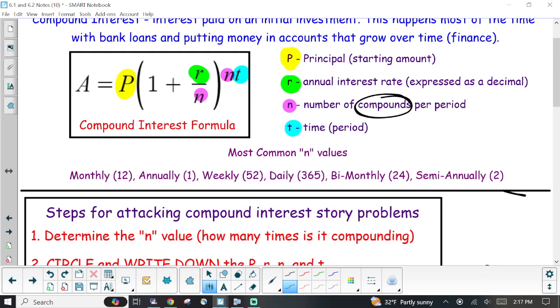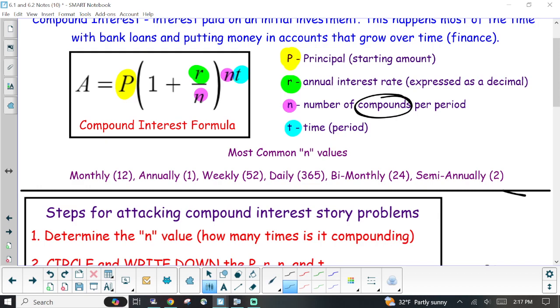If it says it compounds annually, annually means it happens once a year, so my N would be 1. If I say that it compounds weekly, which means every week it's collecting interest, then my N value in my formula is going to have to be 52, because there are 52 weeks in a year.